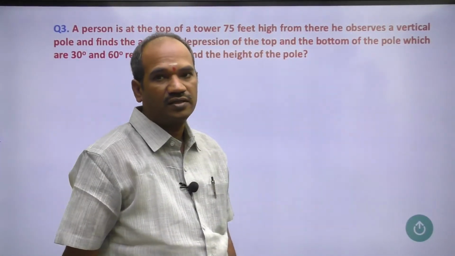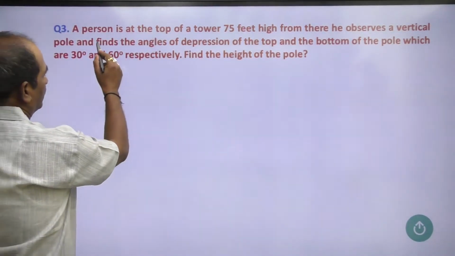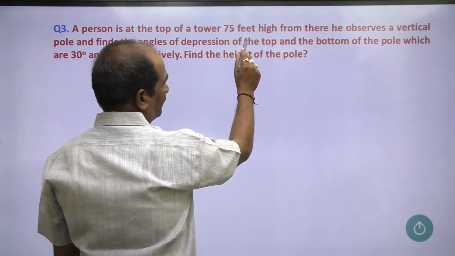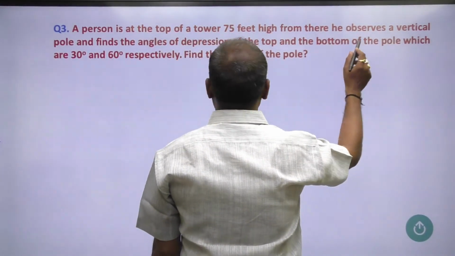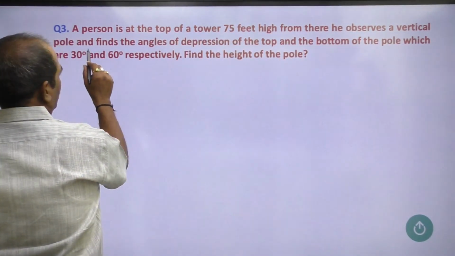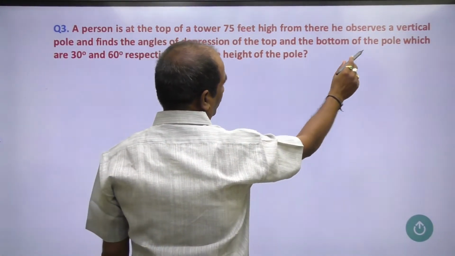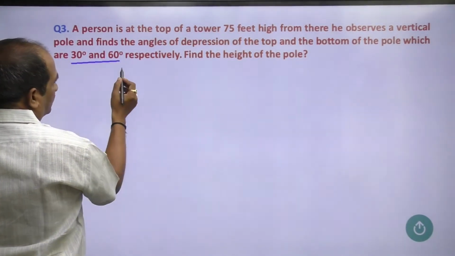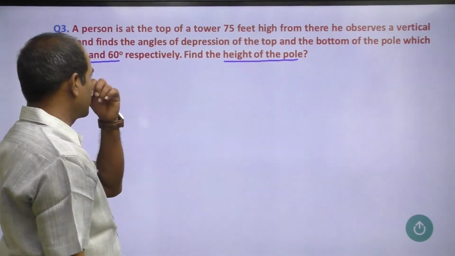Okay, right. See here in this next question, this third question: a person is at the top of a tower 75 feet high. From there he observes a vertical pole. Find the angles of depression of the top and bottom of the pole, which are 30 and 60 degrees respectively. Find the height of the pole.